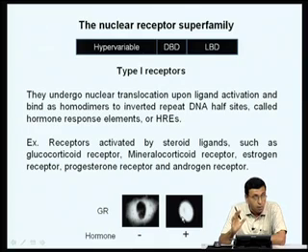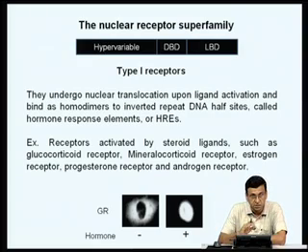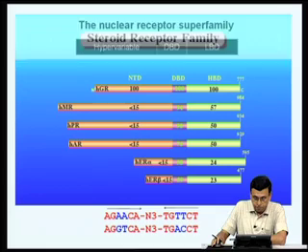So, this is one of the hallmark characteristics of type 1 receptors. That means they bind as homodimers to these palindromic sequences. They are normally present in the cytoplasm and then translocate to the nucleus when ligand is present.